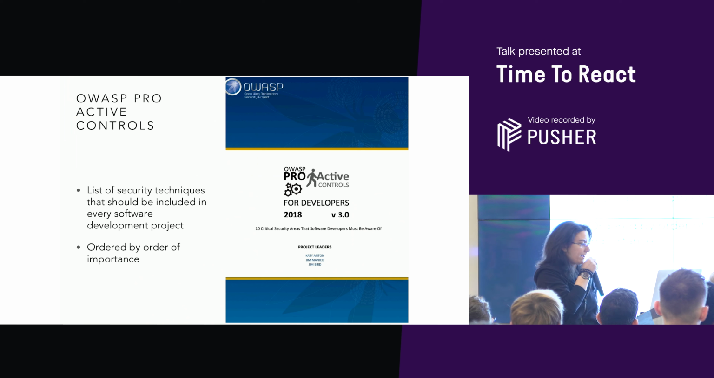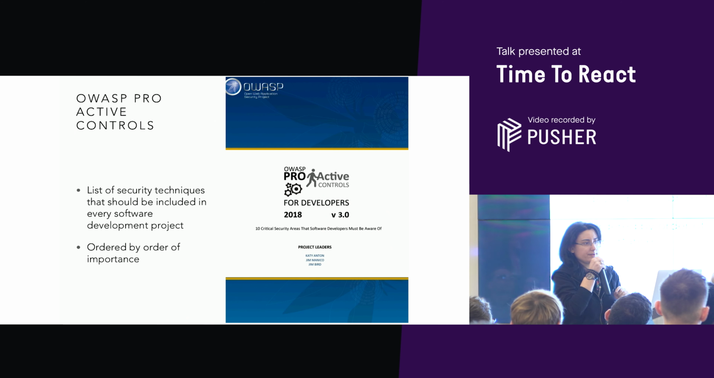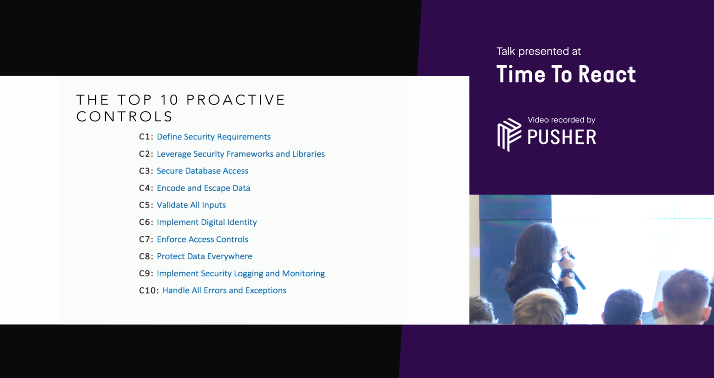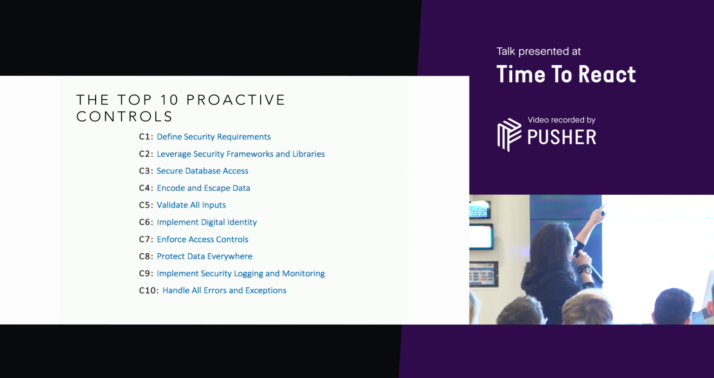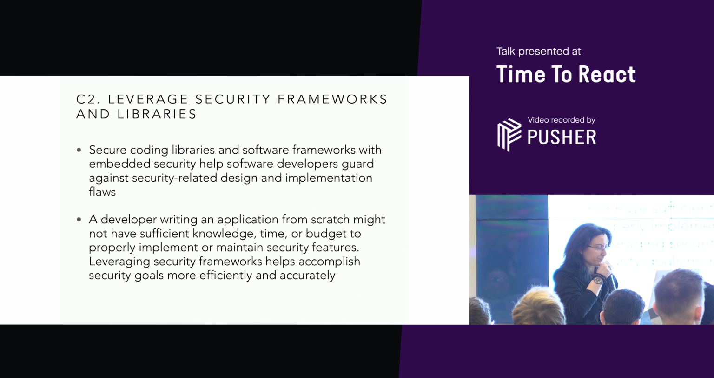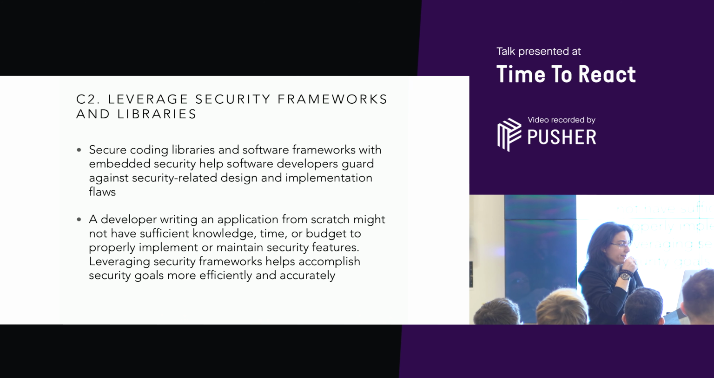So the OWASP proactive controls is actually a list of security techniques that should be included in every software development project. It is ordered by order of importance. So this would be the top 10 proactive controls. And we're actually interested in C2. Because it's ordered by order of importance, you can think that it's really important to take care of this. So what does it mean actually to leverage security frameworks and libraries?